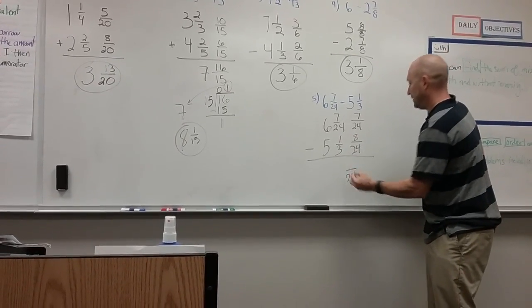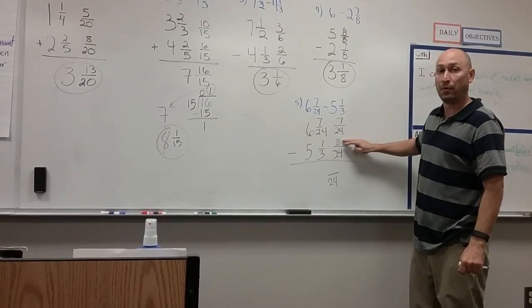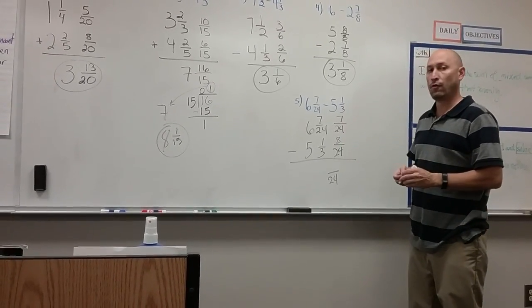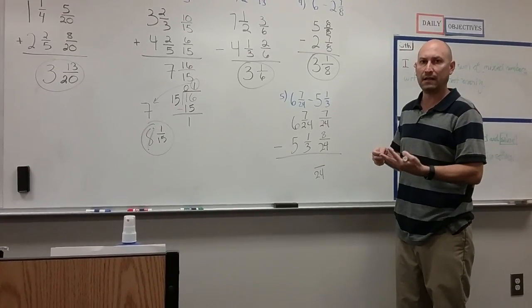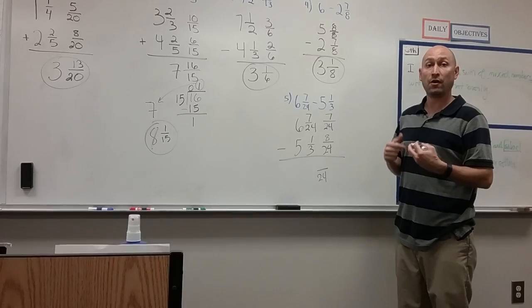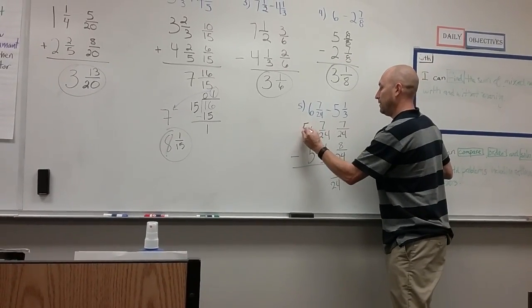Now, here's the tricky situation. I have 7 on top here, but I want to pull 8 away from it. Just like in normal standard algorithm subtraction, that doesn't work. It's going to be a negative number. So what I need to do is I need to go borrow from the whole number, which is 6, and I'm going to turn that into a 5.